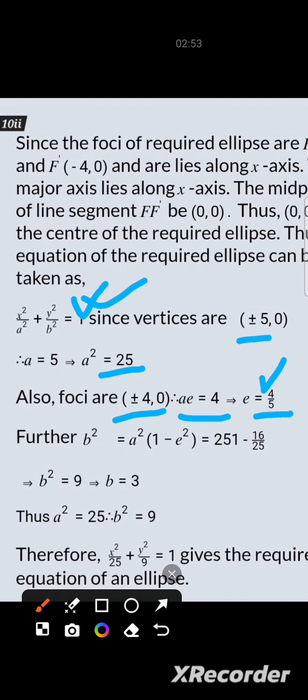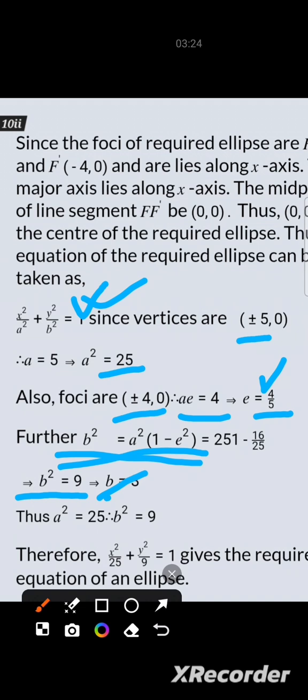Now this will be utilized to find the value of b square, or maybe the value of b. The formula, as we know, e square is equal to 1 minus b square by a square, or you can use b square is equal to a square into bracket 1 minus e square. By substituting the values of a and e, we get b square is coming to 9. We don't have to find b. You may not find the value of b, just find b square.